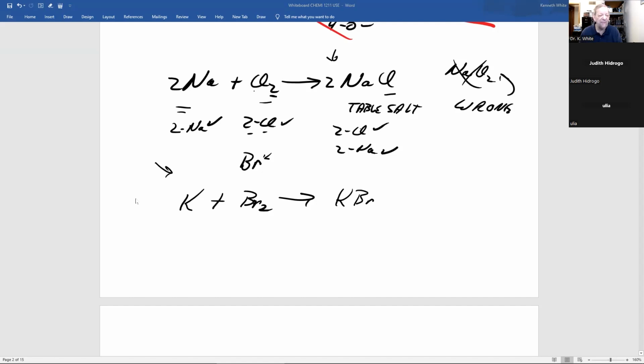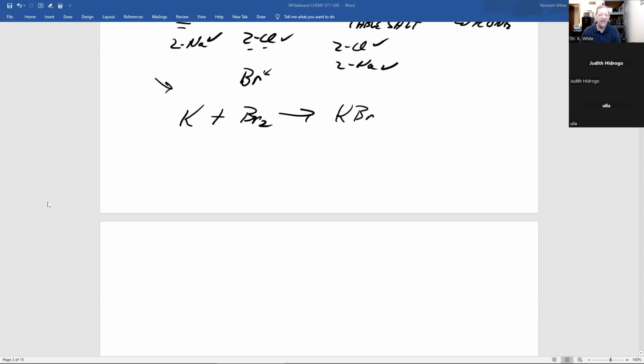All right, my turn. Everybody's done. Now, is this balanced? Let's take a look at this. There's 1 potassium, 1 potassium. There's 2 bromine. Uh-oh, there's only 1 bromine here, so it's not balanced.